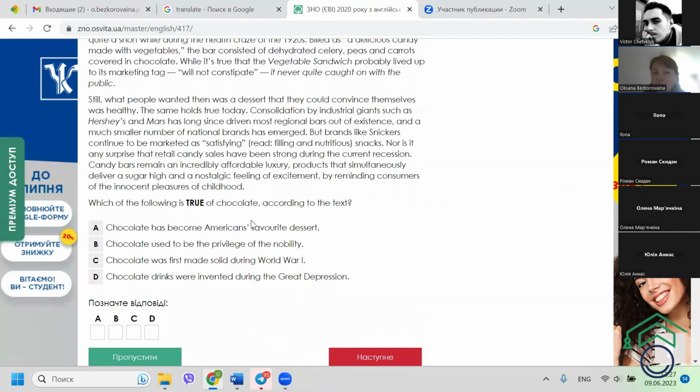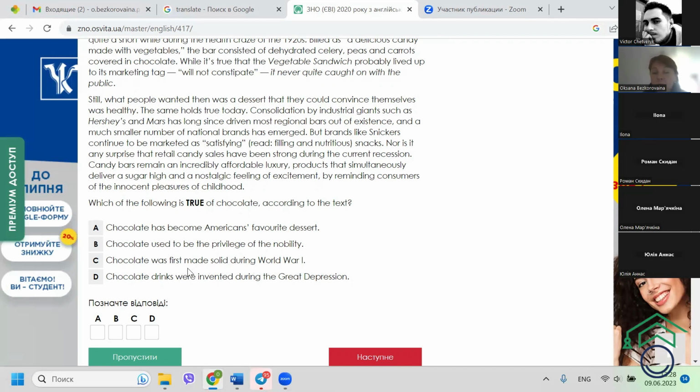Там нічого не казали, що це любимий десерт американців. You're right, Roma. Привілегія для nobility, тому що там на самому початку казали, що це ексклюзивно для аристократії. Так, або C. Chocolate was first made solid during World War the First.